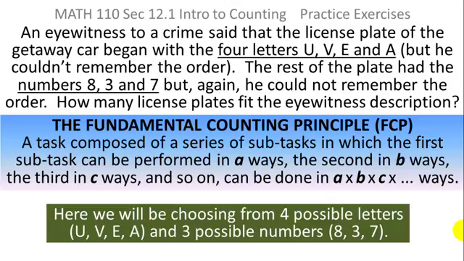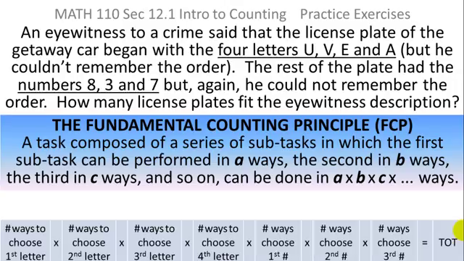And this is pretty easy to set up. We're going to be choosing from four letters followed by three numbers. So the fundamental counting principle will have a slot for the number of ways to choose the first letter and the second letter and the third letter and the fourth letter, and a slot for the number of ways to choose the first number, the second number, and the third number. And if we can count all of those, then we just multiply to get the total.